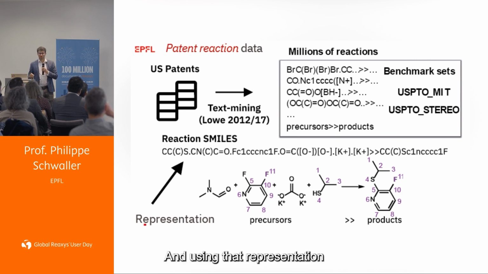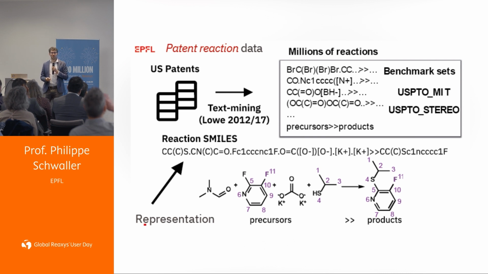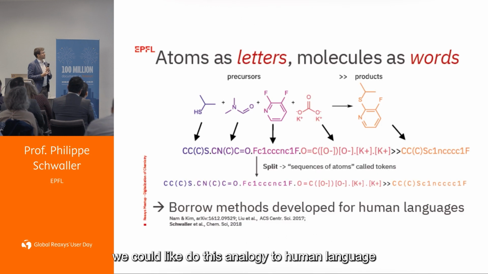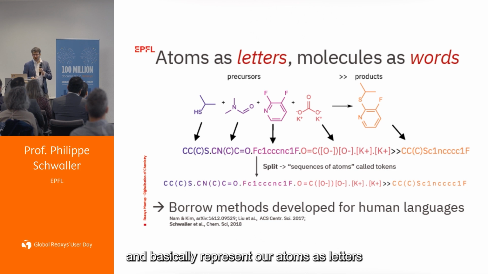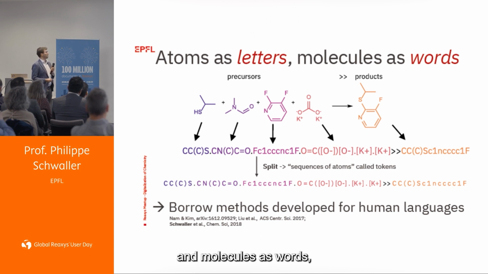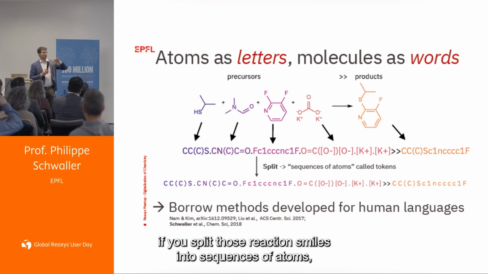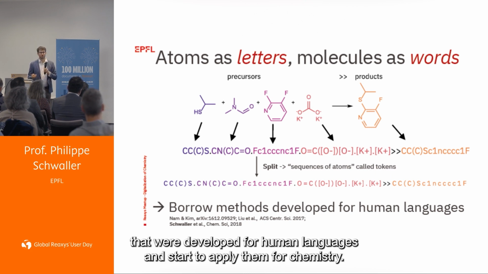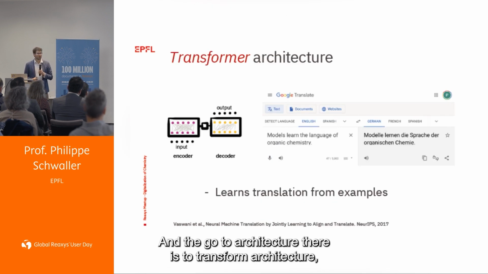And using that representation in the last few years, we could draw this analogy to human language and basically represent our atoms as letters and molecules as words. In the end, if you split those reaction SMILES into sequences of atoms, you can borrow methods that were developed for human languages and start to apply them to chemistry. And the go-to architecture there is the transformer architecture.